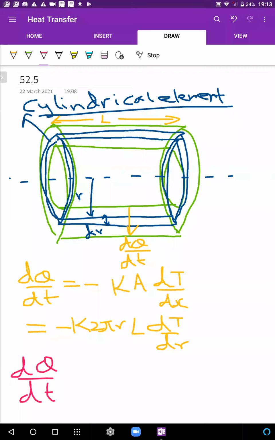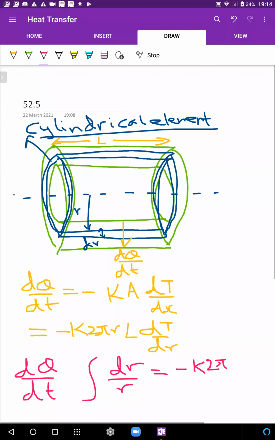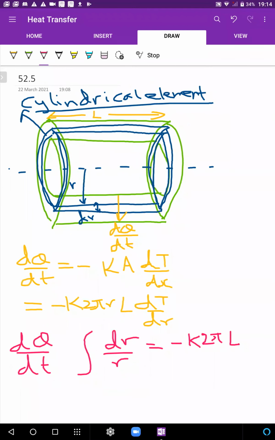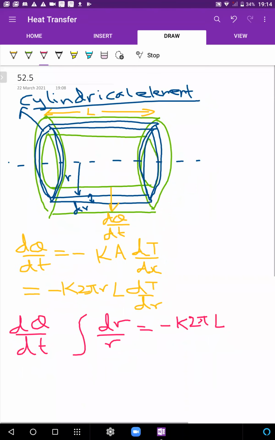You can bring r to this side. So as you bring r to this side, it's going to be dr upon r. Here, on this side, keep everything constant: minus k 2 pi L. You can take these out of the integration, because these are not things which are changing, but of course dT, temperature, is changing as you integrate dT.